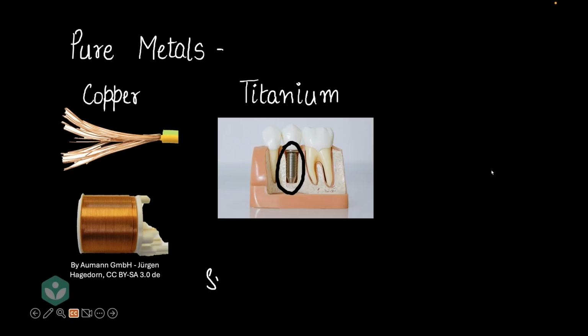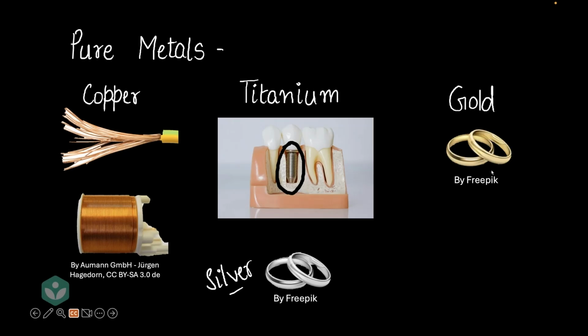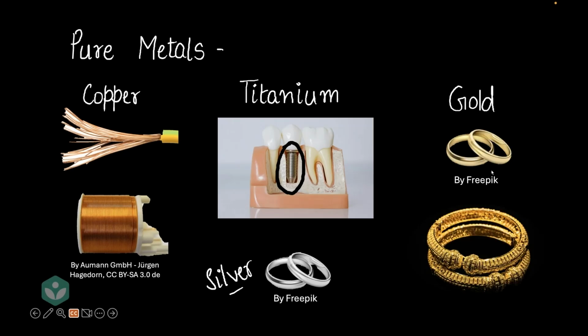Another example of a metal being used in pure form is silver. Silver is used to make ornaments. Gold is used to make ornaments too, right? You see rings, bangles, necklaces of silver and gold. Let's go to the next one.